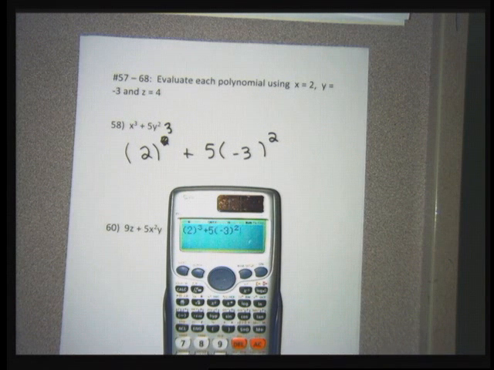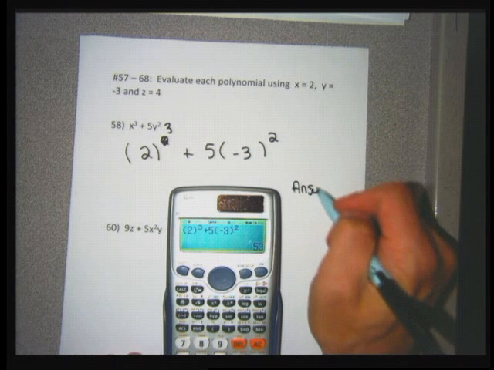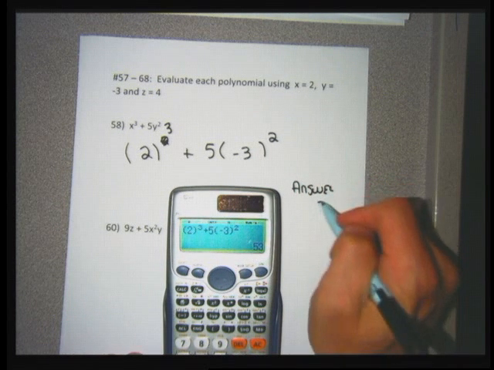In problems 57 through 68, the answer is just going to be a number. And it's whatever it simplifies to when I plug these numbers in and simplify. So the answer for problem 58 is going to be the number 53.